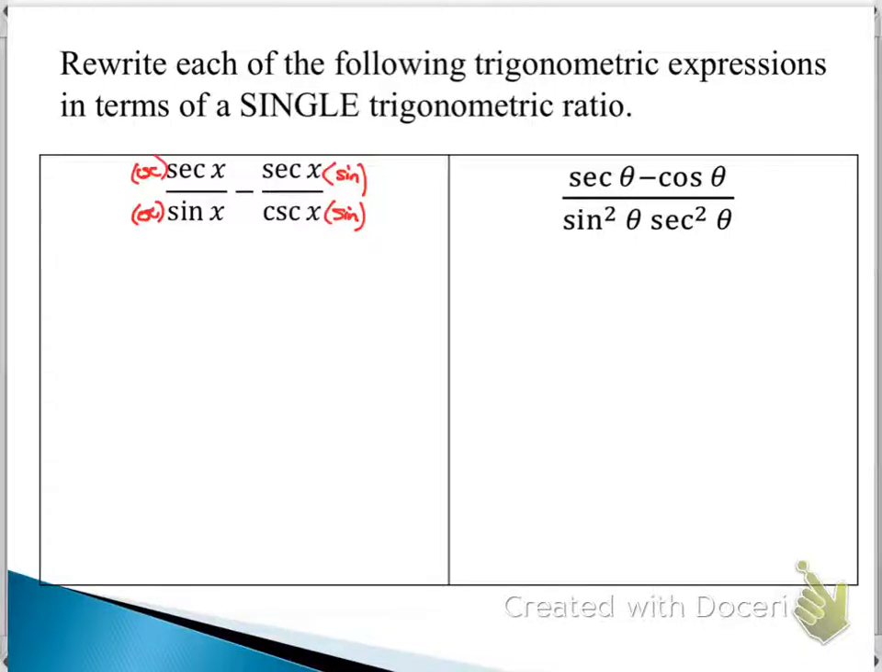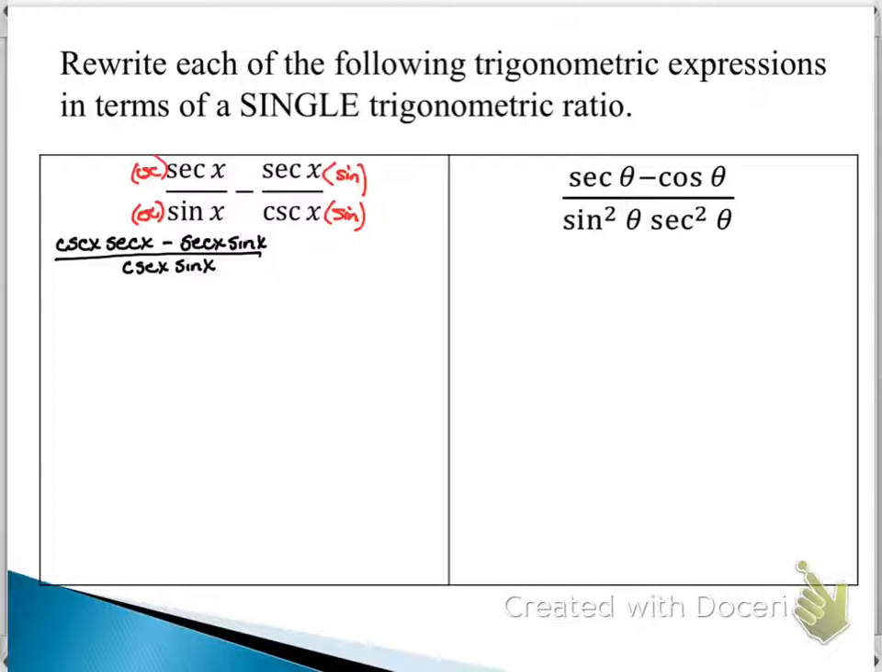So we have cosecant x times secant x minus secant x times sine x, and then this is over cosecant x times sine x.